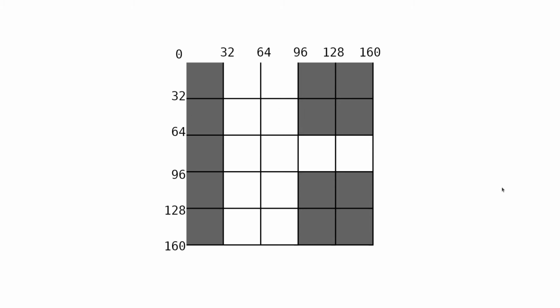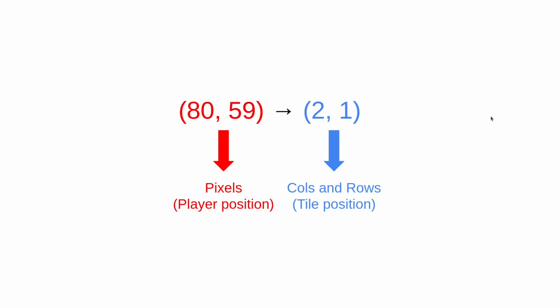Okay, so far so good, but there's a big problem here. Let's imagine that the player is located here. The only information that we have at this exact moment of the game is the position of the player in pixels. Let's suppose that the player is located at 80 pixels in the x-axis and 59 in the y-axis. What if we wanted to know on which tile the player is stepping? We would need to make a conversion from the player's position in pixels to find the tile coordinate that he is in.